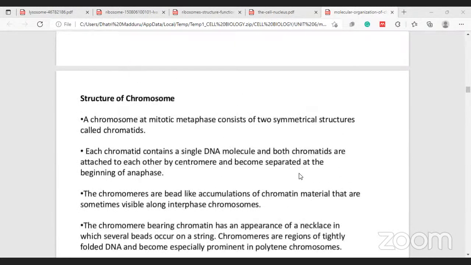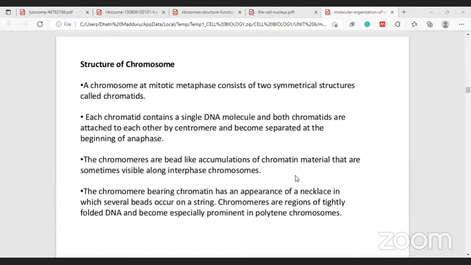Okay, so we will stop here. We'll continue in the next class, on how the chromosome looks in cell division and all these things. Okay, till here is it clear or are there any doubts? Yes, is it clear?